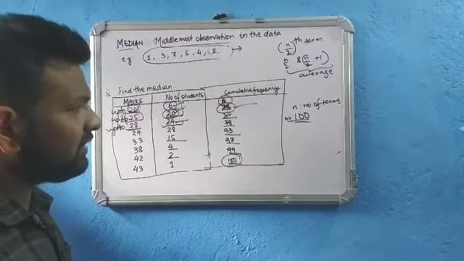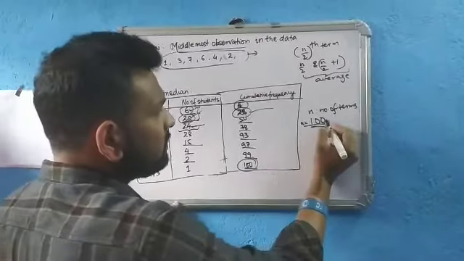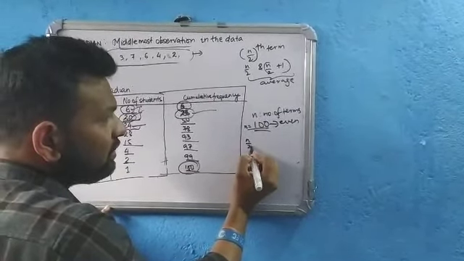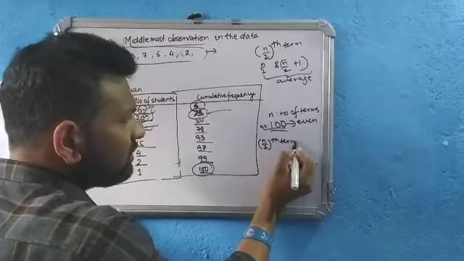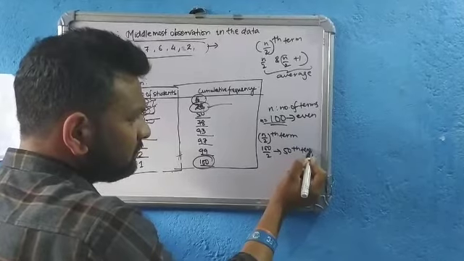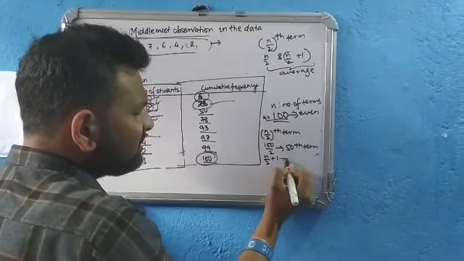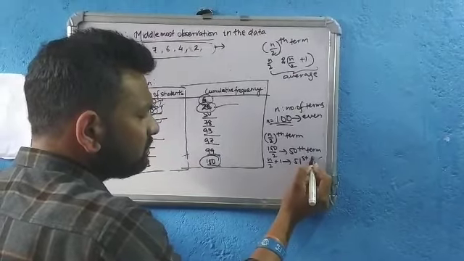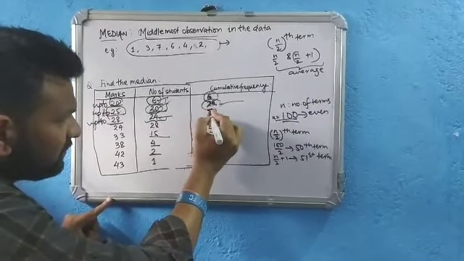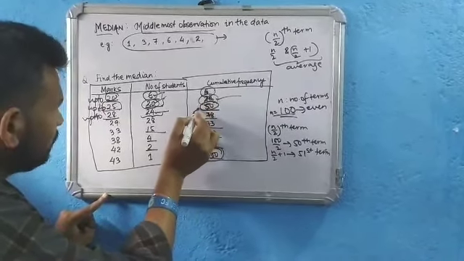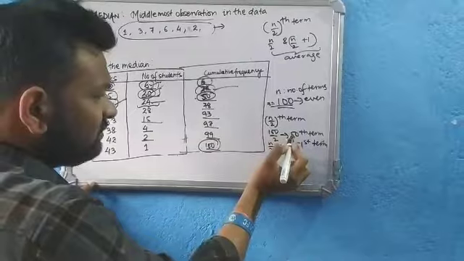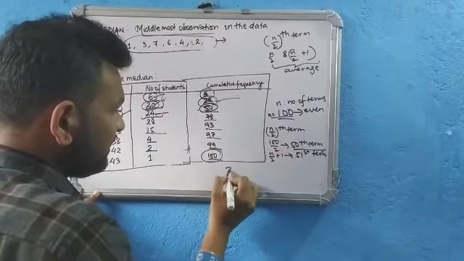If it is an even number, 100 is an even number, so how will we calculate the median? We know median will be the average of the n by 2th term and the next one. What will be the n by 2th term? 100 by 2, that is 50th term, and n by 2 plus 1, that is 50 plus 1, that is 51st term. So check from here, which will be the 50th term? Obviously cumulative frequency 50 is here. So the 50th term will be the marks corresponding to 50, that is 28. So 50th term is 28.